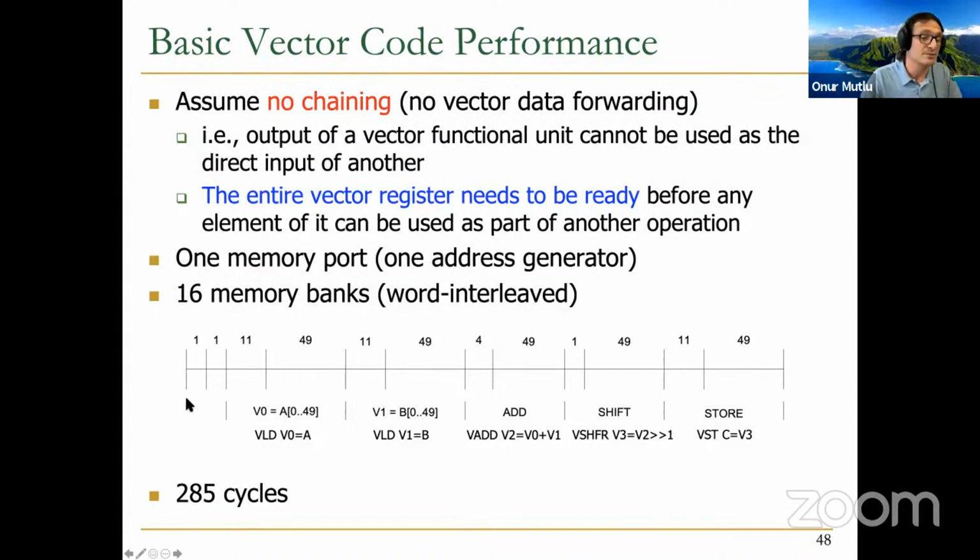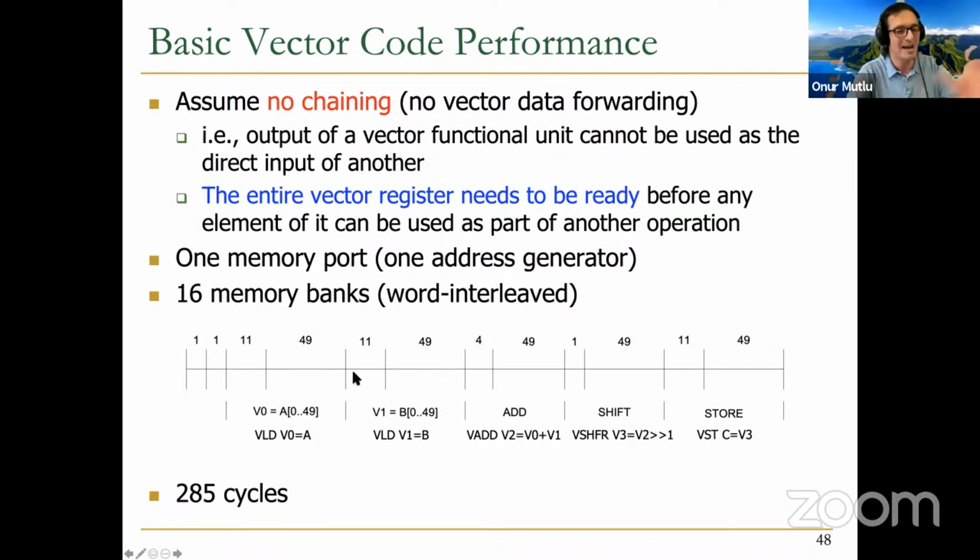I guess one of the reasons why we didn't do it over here is maybe you get bank conflicts, right? If A, yeah, exactly. Because for A and B, we didn't really specify exactly where A's 0th element and B's 0th element are mapped. A's 0th element may be mapped to bank 0, B's 0th element may be mapped to bank 0 also. Then you cannot start B, absolutely. And we're assuming one address generator also.